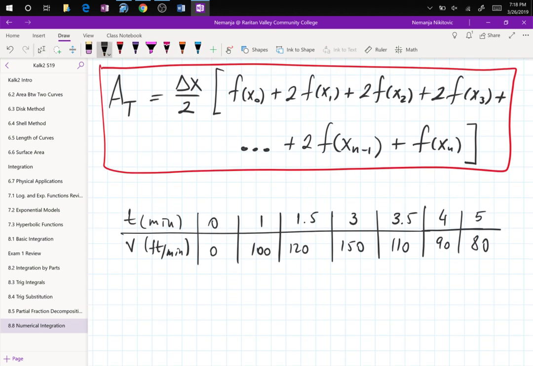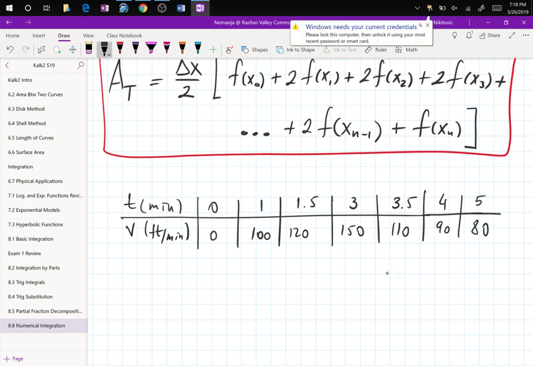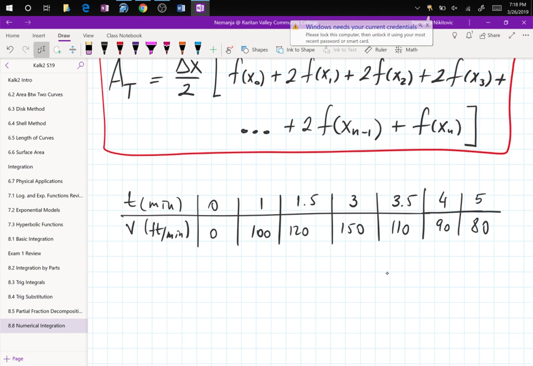What can we tell by the data over here? As time progresses, what's happening with velocity? It increases, then it decreases. There's a maximum. It goes 0, 100, 120, then 110, 90, 80. We don't know it's a parabola, but it's okay. So what do we do? Well, we use the trapezoid rule.